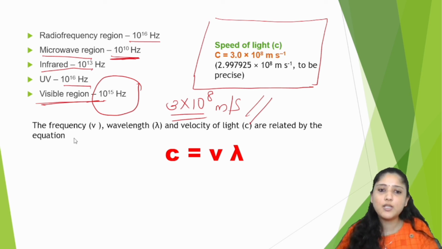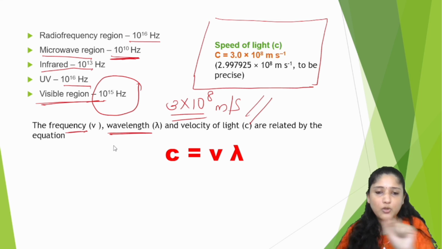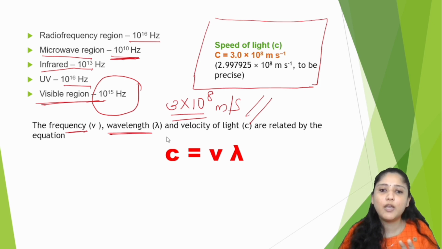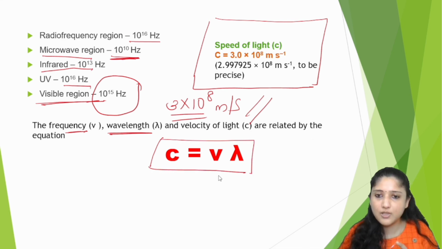We can connect frequency, wavelength and the velocity of light. What was frequency? In 1 second, how many waves pass that point. And what is wavelength? The distance between 2 points in a wave. We can relate frequency, wavelength and velocity of light by the equation C is equal to nu lambda, where nu is the frequency, C is the speed of light, and lambda is the wavelength.